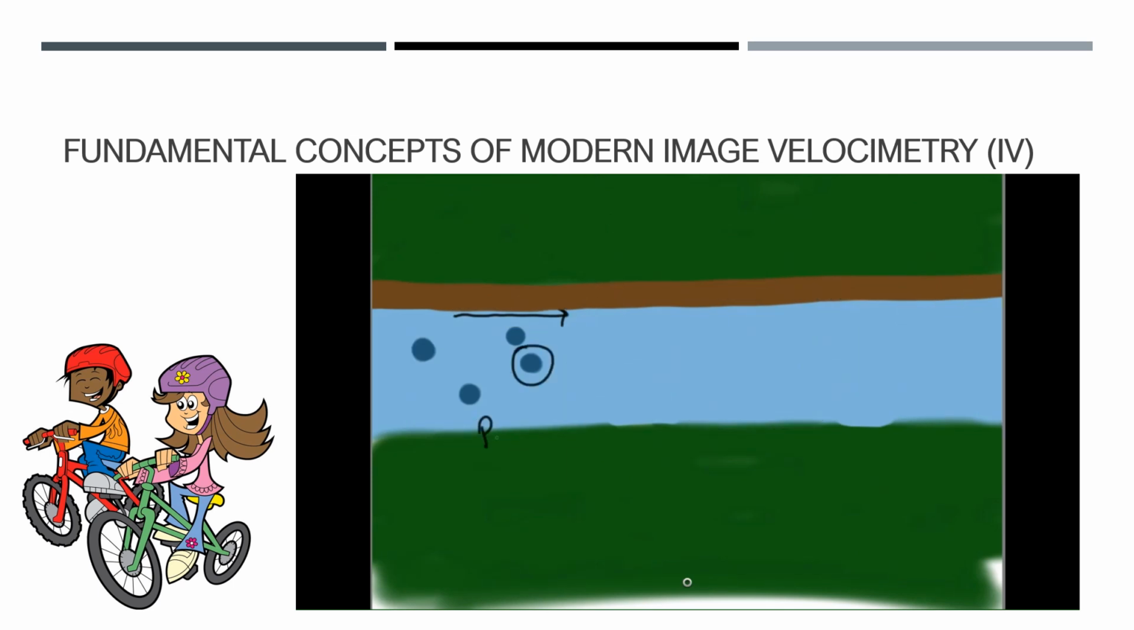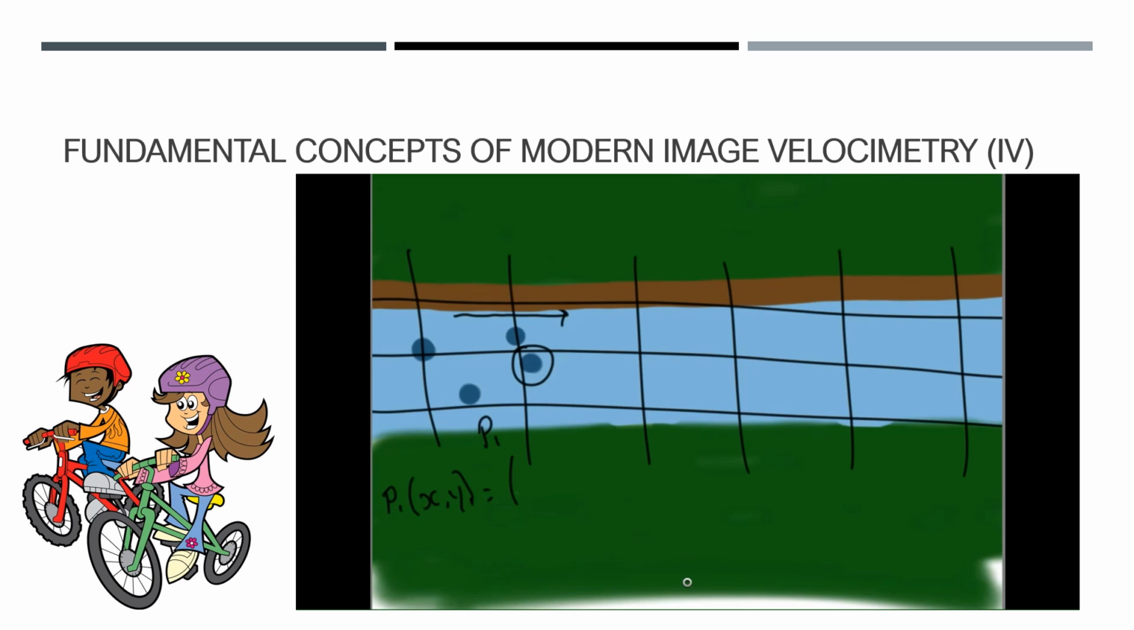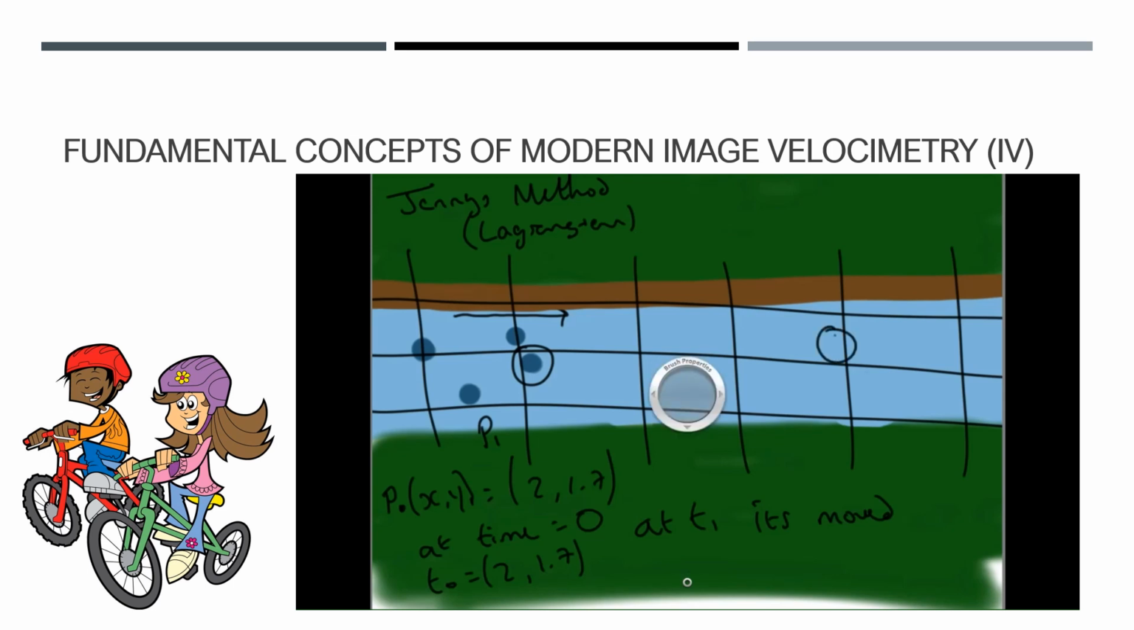But what about Jenny's method, otherwise known as Lagrangian? Let's look at a specific particle instead of a collection of particles, and let's call it P1. P1 will have a known location in terms of coordinates, say here 2 and 1.7, at an initial time of t0. Now, at a later time of t1, it will have moved. At t1, its new coordinates are 4.9 and 2.4.